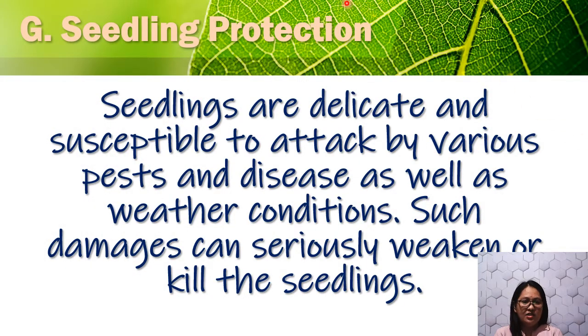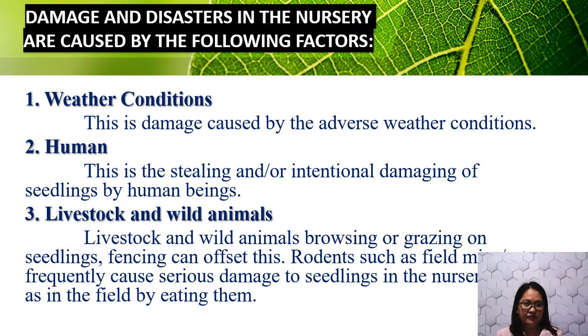Letter G, seedling protection. Seedlings are delicate and susceptible to attack by various pests and disease, as well as weather conditions. Such damages can seriously weaken or kill the seedlings. Damage and disasters in the nursery are caused by the following factors.